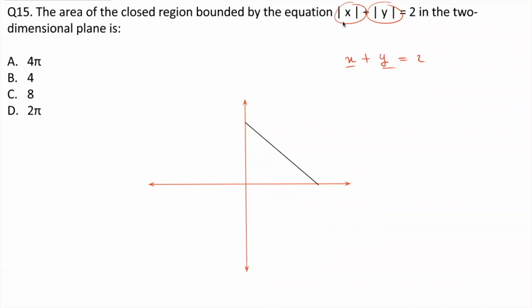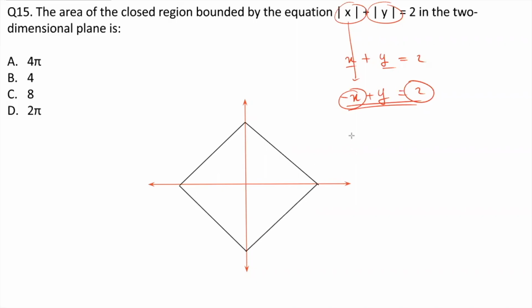Now, in the second quadrant, we know that x is negative and y will be positive. So mod of x will be minus x and mod of y will be y only. So we will have minus x plus y is 2. Now this equation has x-intercept minus 2 and y-intercept plus 2. So if you draw the line, it will be something like this. In the third quadrant, both x and y will be negative, right? And in the fourth quadrant, we observe that x is positive and y is negative. So this is how your graph would look like. The graph resembles a square.